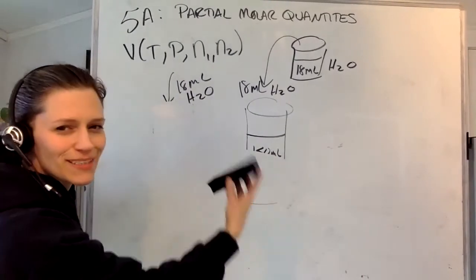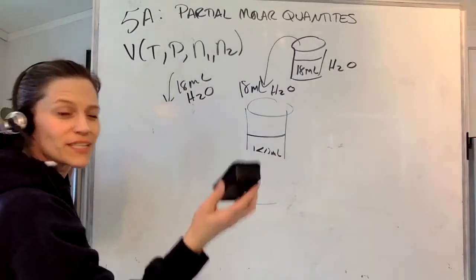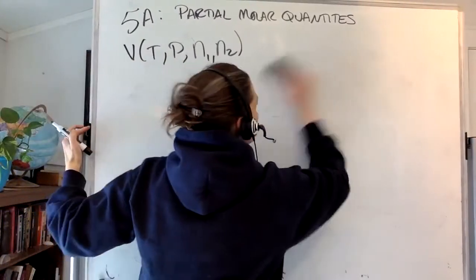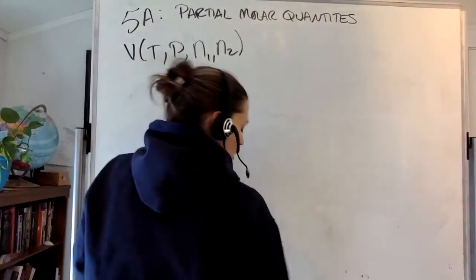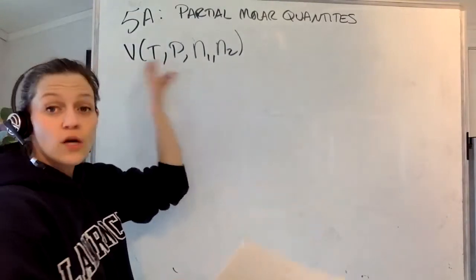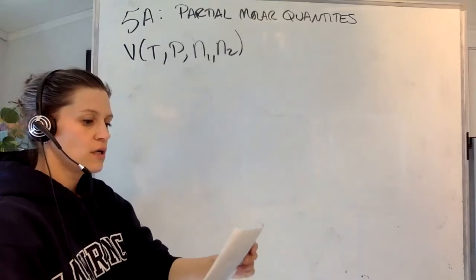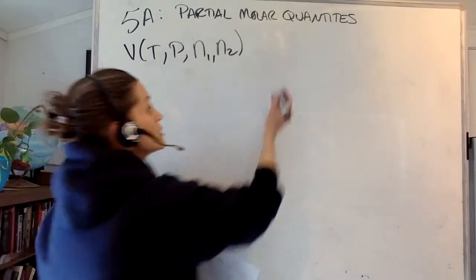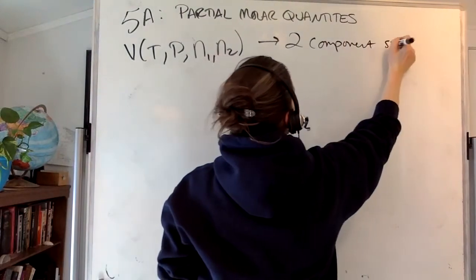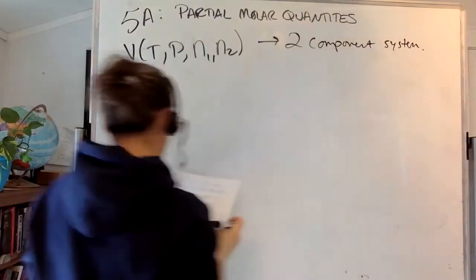I also dress up this demo. You have no idea what the values are. You think I'm just adding water. Chemistry rule number 1: never assume a clear liquid is water. Okay. So we know we have a function. We just don't know what it is. So this is for a 2-component system. So what do we do?